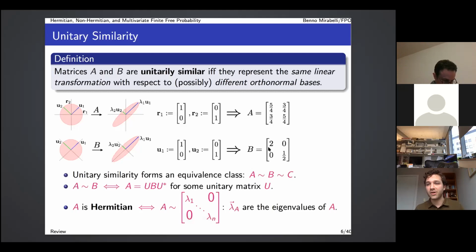So unitary similarity has a lot of nice properties. One is that it forms an equivalence class. So if A and B are unitarily similar and matrices B and C are unitarily similar, then A and C are unitarily similar. And also, if you have a unitarily similar equivalence class of Hermitian matrices, then one of the matrices in that equivalence class will be a diagonal matrix with real entries on the diagonal. And those real entries are the eigenvalues of any matrix in that unitarily similar equivalence class.